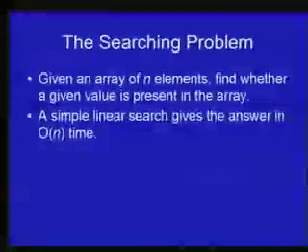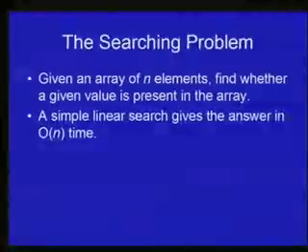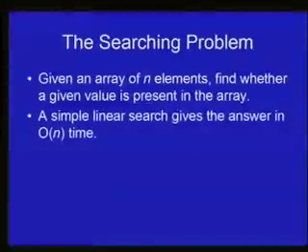The problem is very simple. We are given an array of n elements. These could be of any type really, and we need to find out whether another given value is present in the array or not. If it is present in the array, we return the index in the array at which this element is present, or if it is not present in the array, we can return -1.